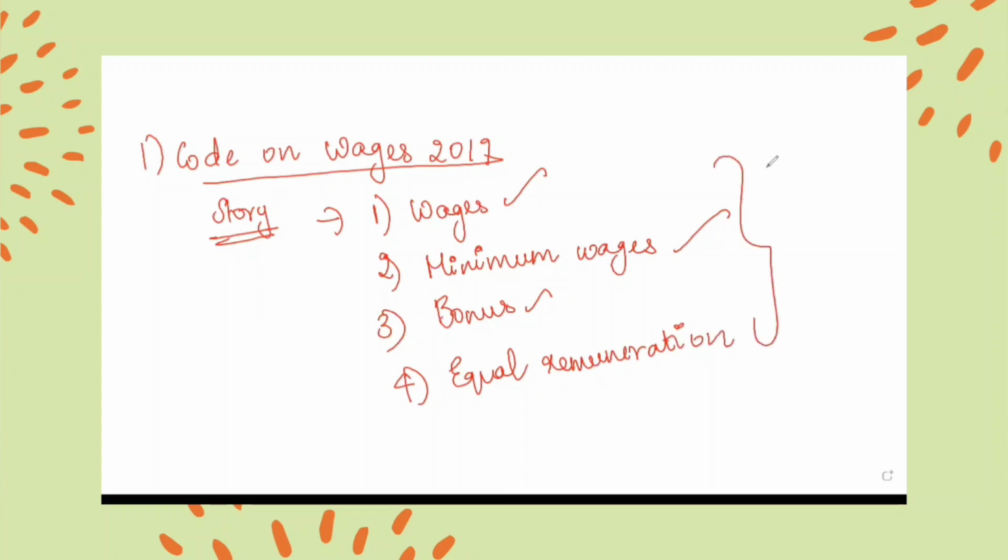Here, the year you have to remember, maybe with some year of significance or somebody's birthday or some event which has happened, you can very well remember along with that. So the Payment of Wages Act is 1936, the Minimum Wages Act is 1948, the Payment of Bonus Act is 1965, and the Equal Remuneration Act is 1976. All these 4 come under the first new labor code, which is Code on Wages 2019.